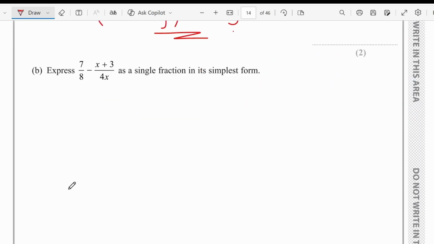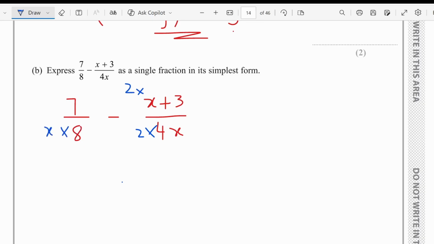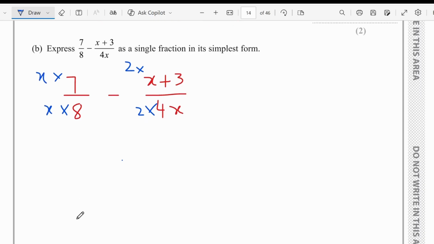B part: express this fraction minus this fraction as a single fraction in its simplest form. For this one, we are going to make the denominators the same first. In this fraction, we can see that this is 4. We can make it 8 by multiplying by 2, and here x is missing. So we are going to multiply by x in numerator and denominator. So we'll have the denominators the same.